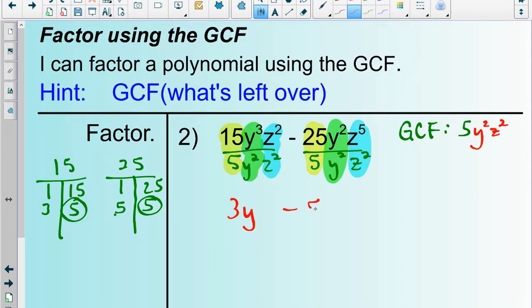So 25 divided by 5 is 5. Y squared divided by itself is 1. I could write times 1, but it seems kind of silly to do that, since 5 times 1 will just be 5. And then z to the 5th power divided by z to the 2nd power is z to the 3rd power. Remember, that's our subtraction rule.